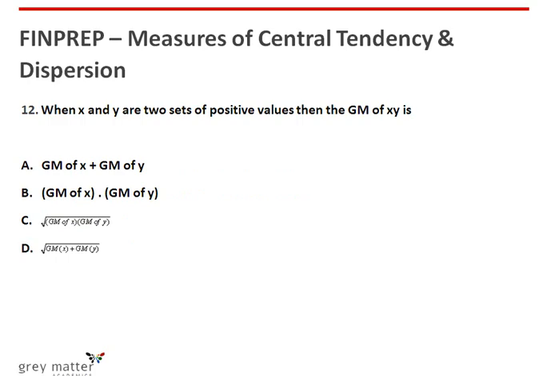12th question, when x and y are two sets of positive values, then the geometric mean of xy is nothing but the geometric mean of x into the geometric mean of y. This is based on the properties of geometric mean. Going by our PowerPoint answer, it is B option, which says geometric mean of x into geometric mean of y.